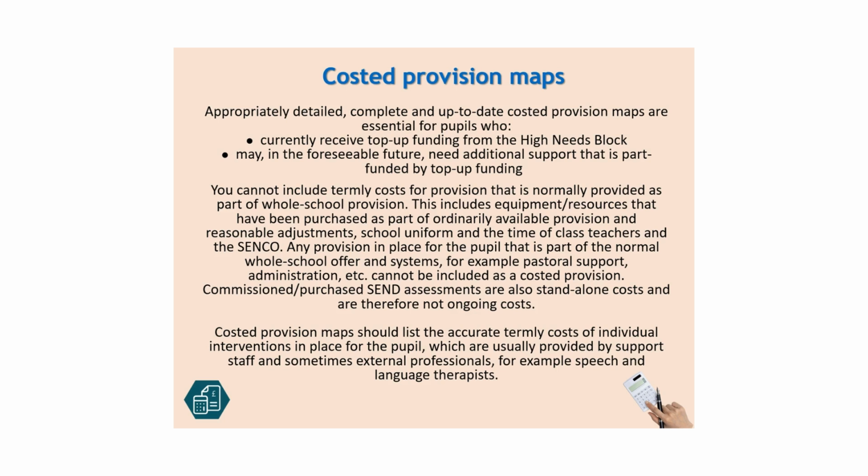You cannot include termly costs for provision that is normally provided as part of whole school provision. This includes equipment and resources that may have been purchased as part of ordinarily available provision and reasonable adjustments, school uniform, and the time of class teachers and the SENCO. Any provision in place for the pupil that is part of the normal whole school offer and systems, for example, pastoral support, administration, etc., cannot be included as costed provision. Commissioned and purchased SEND assessments are also standalone costs and are therefore not ongoing costs.